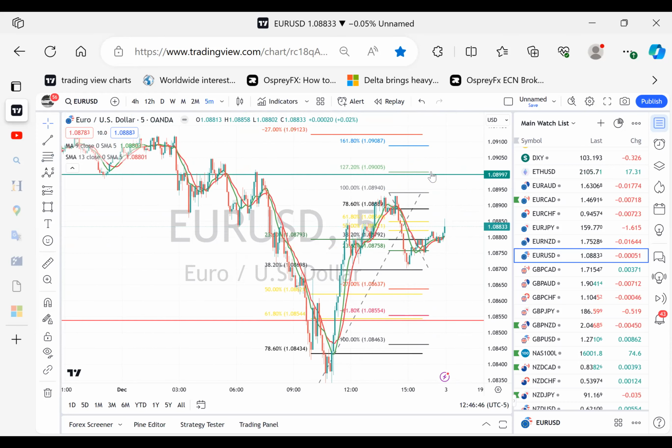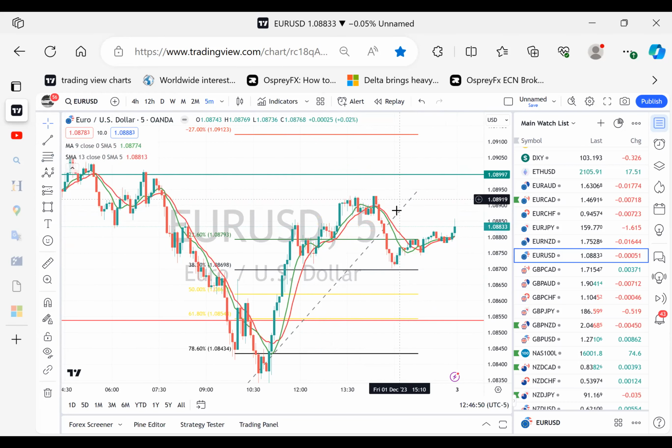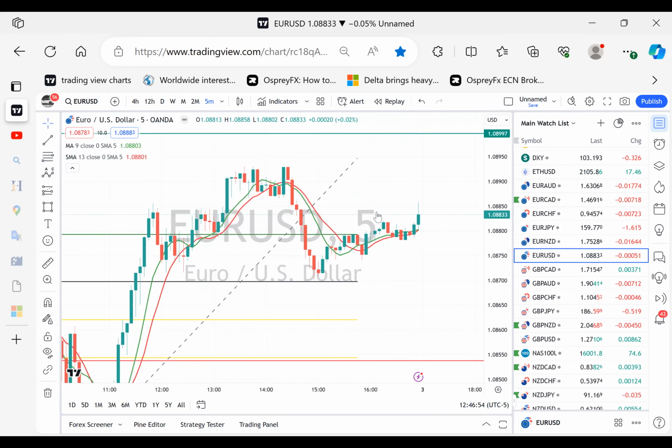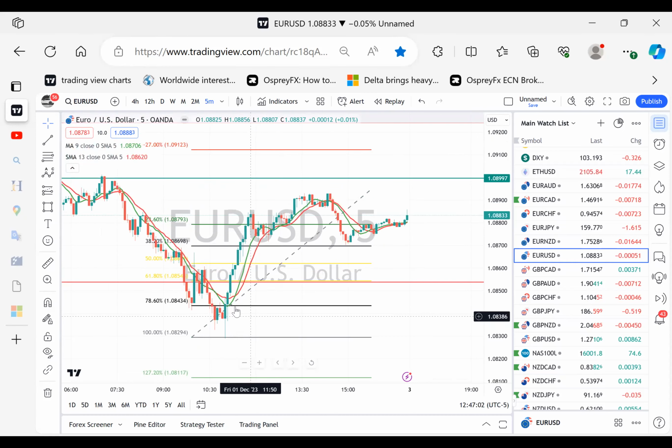Let me make this bigger so everybody can see. And let me remove this fib. I just did it. So y'all see the imbalance right there? Yes. This is where you short it down to either your 62. Here's where you can pick up the trade.